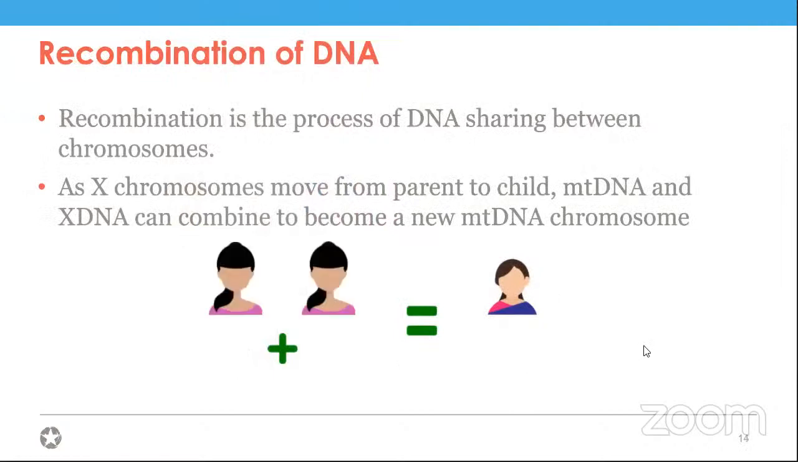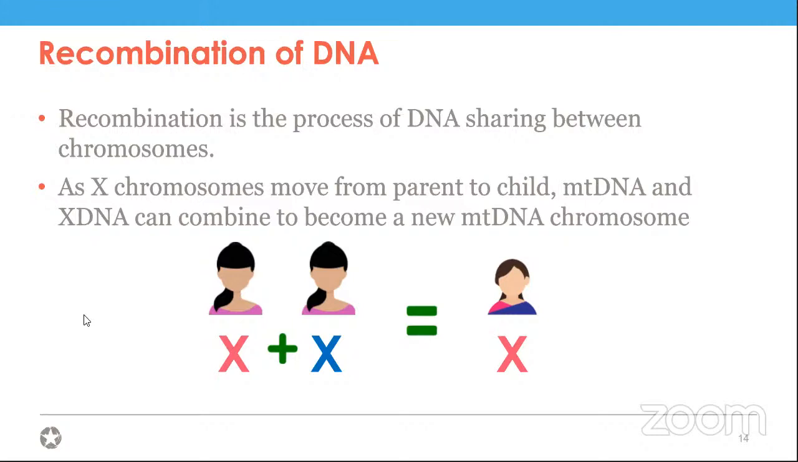Now, something unique to the X chromosome is going to be the recombination of DNA. So whenever we look at X's being passed on from parent to child, we have to also mention that as X chromosomes move from parent to child, the mitochondrial DNA, so the maternal X, and the XDNA, so that father's X, can combine to become a new mitochondrial DNA.